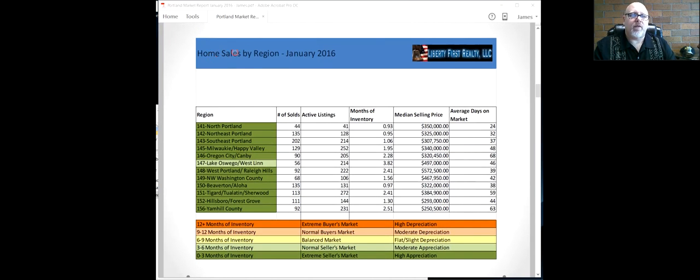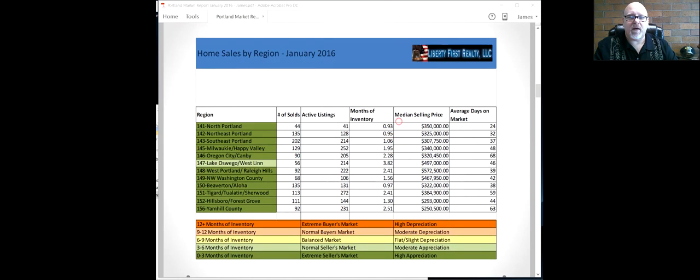So here we have home sales by region, January 2016. And what we've done is break up each region by MLS market segments. So we have North Portland, Northeast, Southeast, Milwaukie, you get the idea. And for each of these segments, you can see the number of homes that have sold in those various areas for the month of January, the current number of active listings available on market, and for each regional segment, what the months of inventory are, the median sale price, and average days on market.